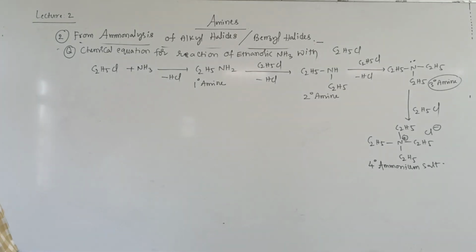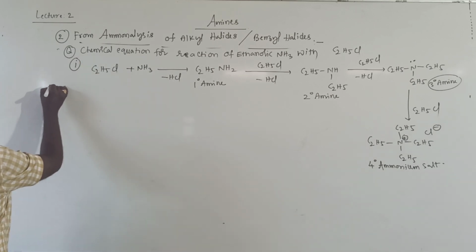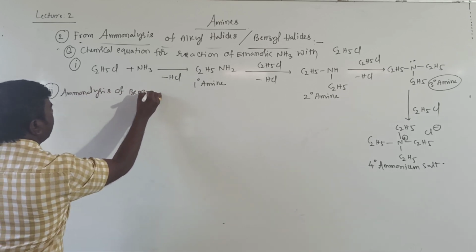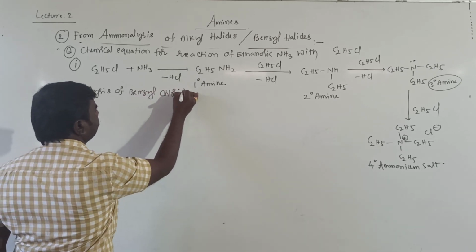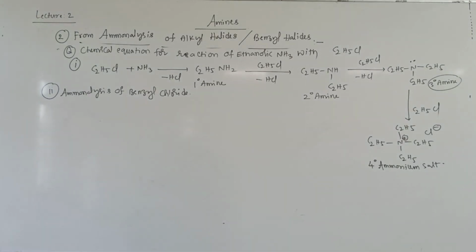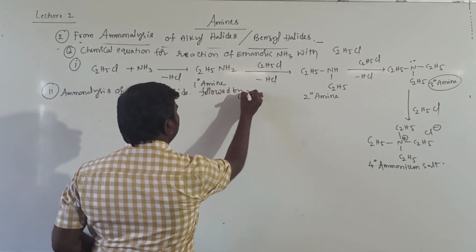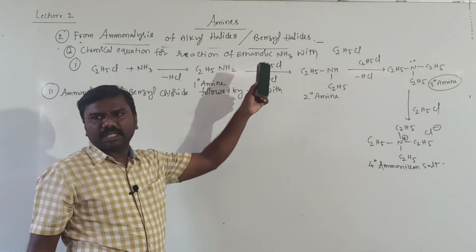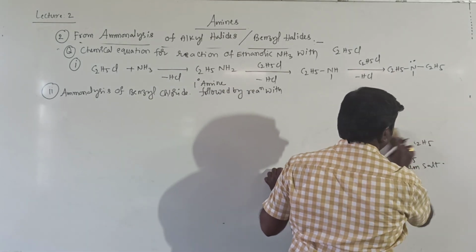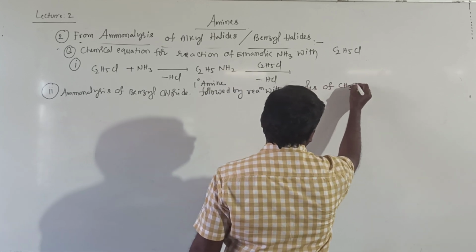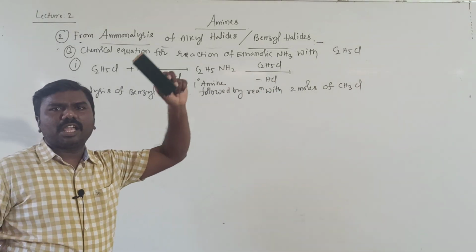Next one, question number 2: ammonolysis of benzyl chloride followed by reaction with 2 moles of CH3Cl. For this sentence, write the chemical equation, students.